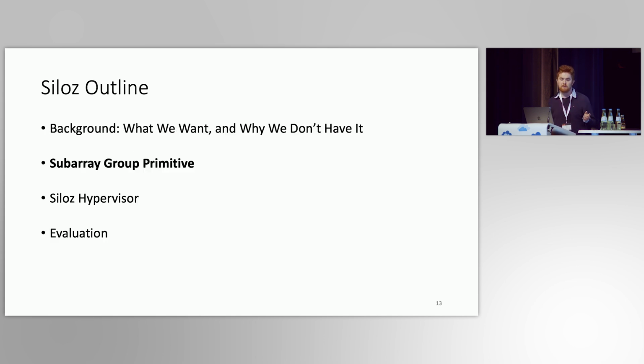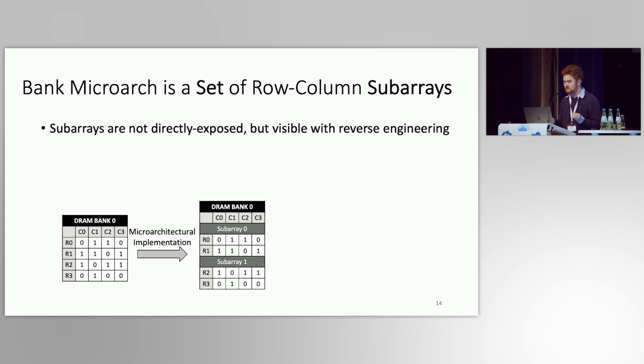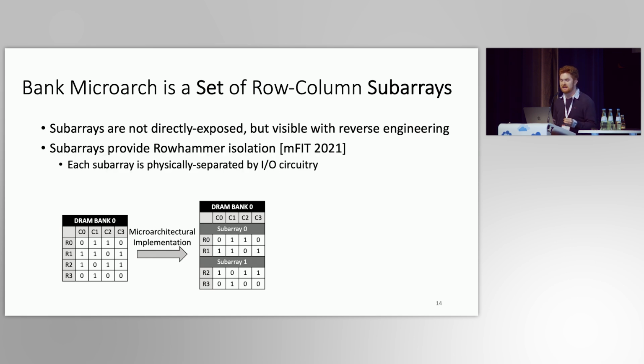So instead, what we propose to do is to use something called the subarray group primitive, which begs the question of what exactly is a subarray. Well, it turns out that just as DRAM modules are architected and presented as sets of banks, each bank underneath the hood, while it's exposed to software as a single row column structure, is in fact implemented as a set of subarrays. These subarrays aren't directly exposed in today's hardware, but they are visible with reverse engineering and experimentation, and they have a really nice property, which is that they provide Rowhammer isolation as confirmed in prior work.